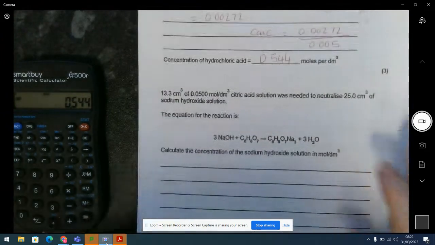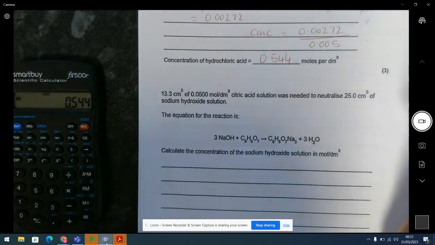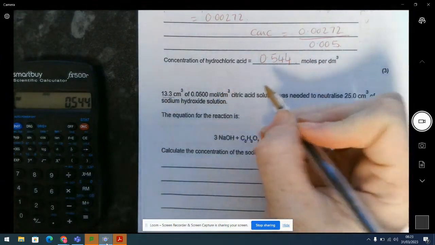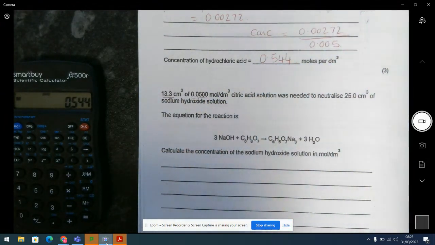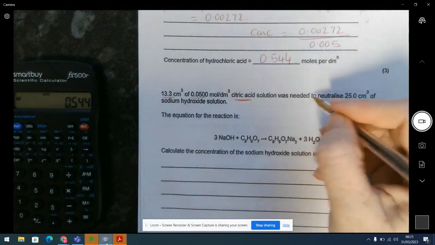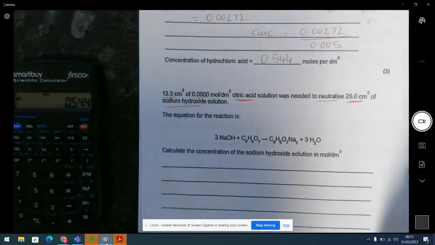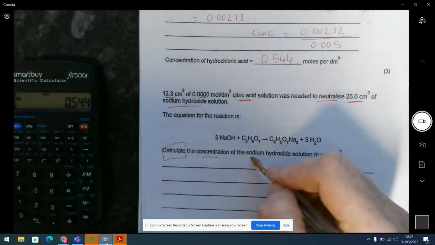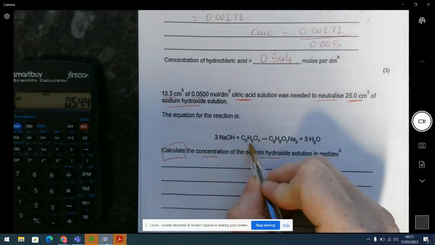Okay, let's look at the next one. Hopefully, again, you're giving it a go. If not, pause the video now and give it a go. So I've got 13.3 centimeters cubed of 0.005 citric acid. Okay, so I've got to look for the citric acid here, and it was used to neutralize 25 centimeters cubed of sodium hydroxide. It's asking me to calculate the concentration of sodium hydroxide. So I know that's sodium hydroxide, so this here must be my citric acid.